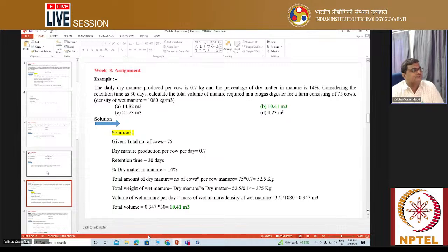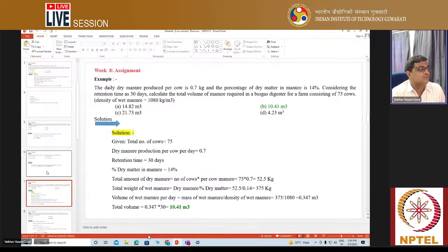Now, the total number of cows is 75, and the dry manure production per cow is 0.7. With these terms, as well as the retention time of 30 days and the dry matter in the manure at 14%, the total amount of dry manure produced is calculated by simply multiplying 0.7 by 75, because the farm has 75 cows. It comes out to around 52.5 kg of dry manure, on a per day basis.